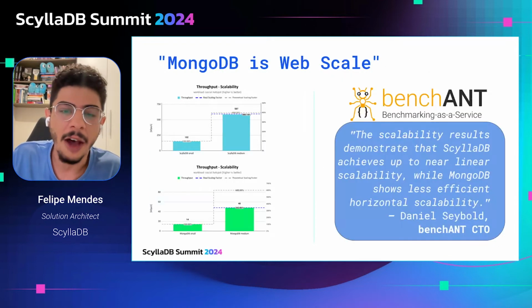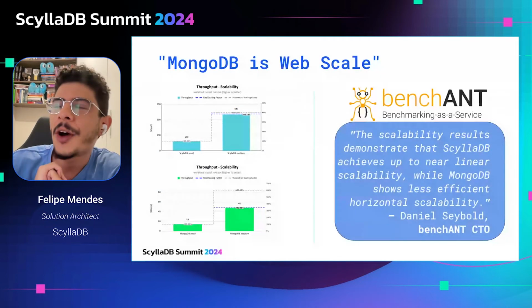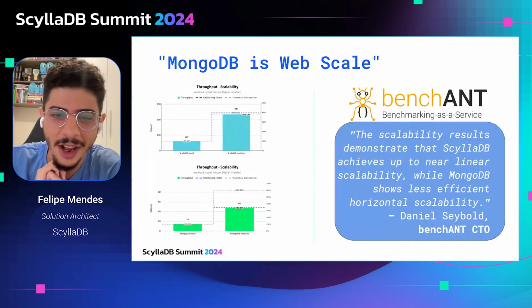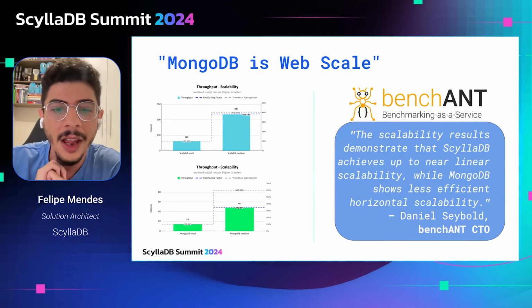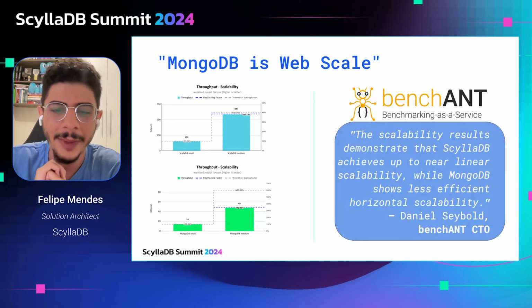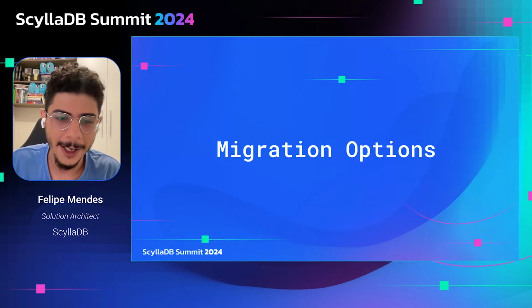And Benchant also tested how ScyllaDB and MongoDB compare on scaling. So you've probably heard that MongoDB is web scale. And if you haven't, I highly encourage you to Google it. But is it really? Well, according to Benchant results, it turns out that not really. While ScyllaDB's shard per core architecture achieved near linear scalability, MongoDB fell short. And put simply, scaling a MongoDB deployment results in higher costs with very little performance gains.